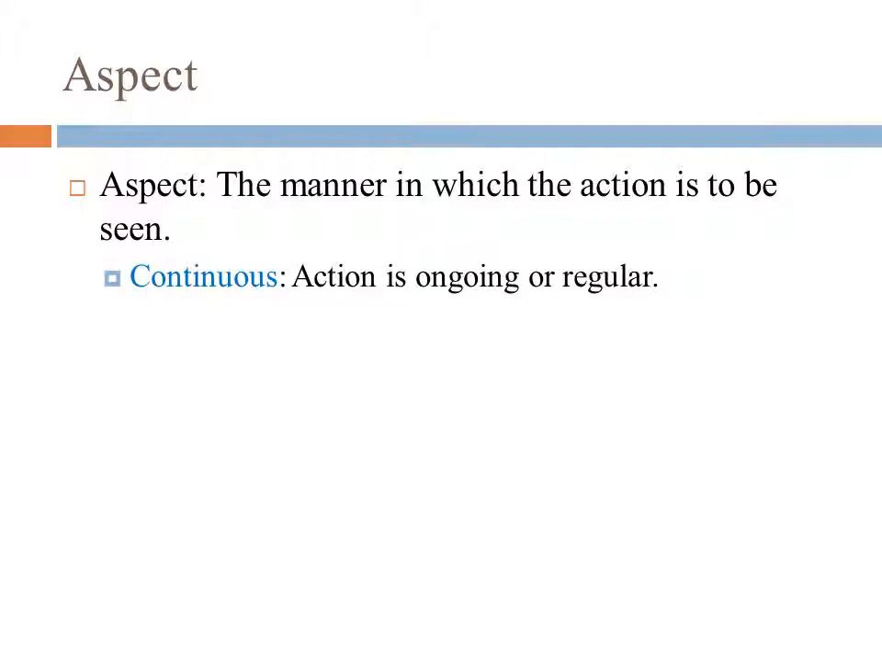There is continuous. Continuous aspect is one in which the action is ongoing or regular. So we can say the water is falling. So there's a continuous action here. At least while the sentence is being said, the water is falling.